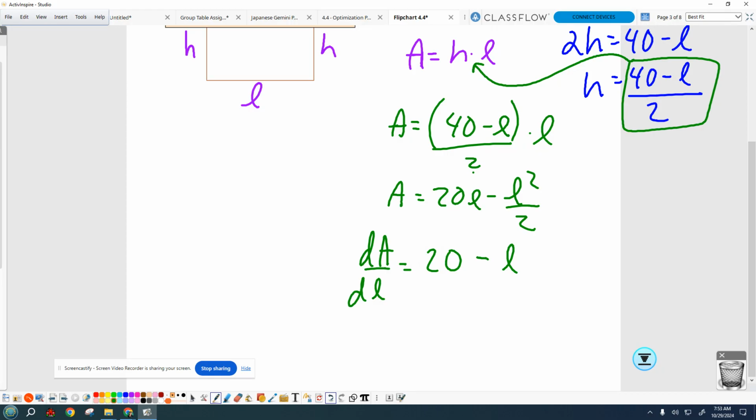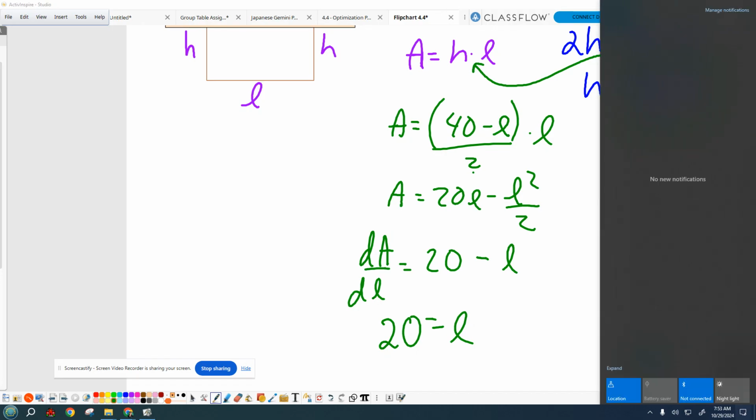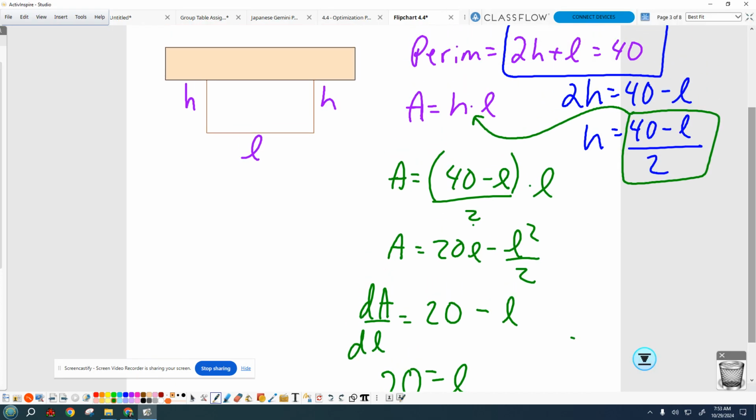Okay, it's undefined nowhere, but where is it 0? At 20. In context of the question, are there any restrictions? So can H be negative? No. So H has to be bigger than 0.